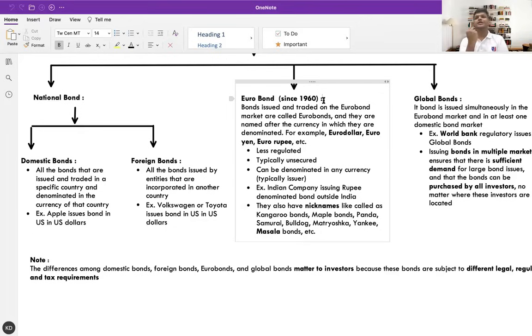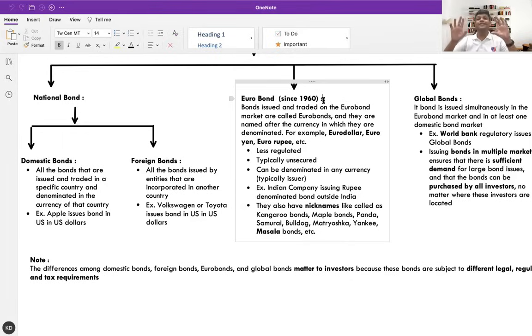Now, Toyota is a Japanese company. It issues yen bonds. Yen bonds outside Japan are called Euroyen bonds. Clear? The same way, if TCS issues rupee denominated bonds outside India, it is said to be Eurorupee bonds. Clear?